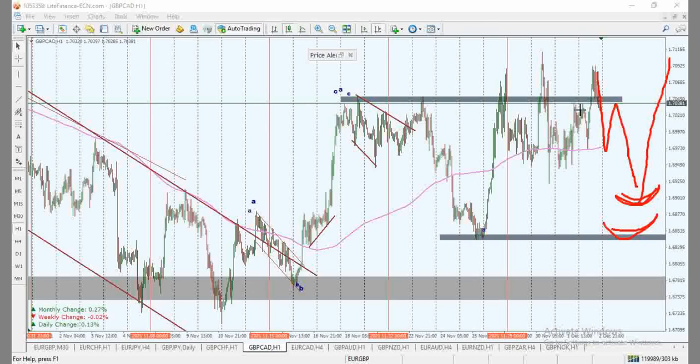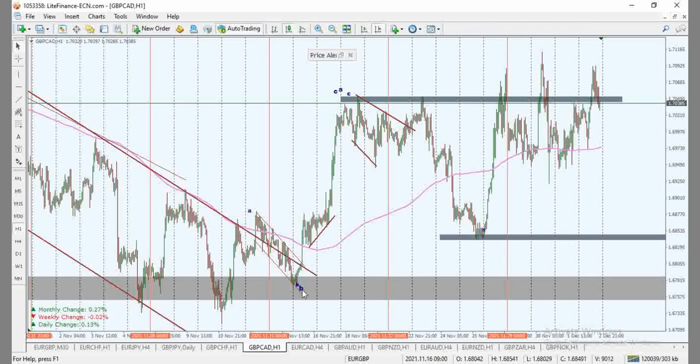However, what I want to do in total is a long. I want a long GBP card at the right time. So I want to see price drop into this zone, then I will be ready to buy with a validation out of the zone.